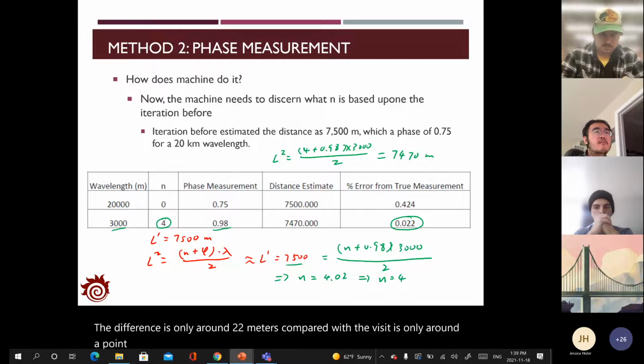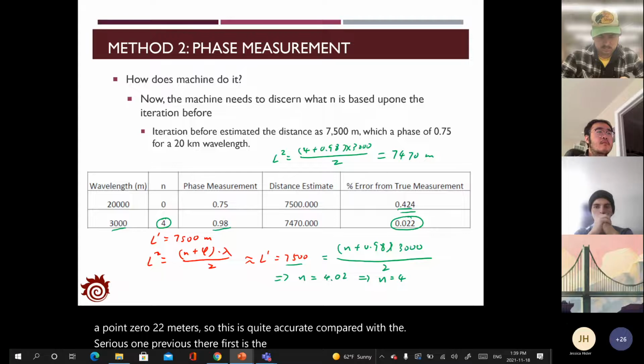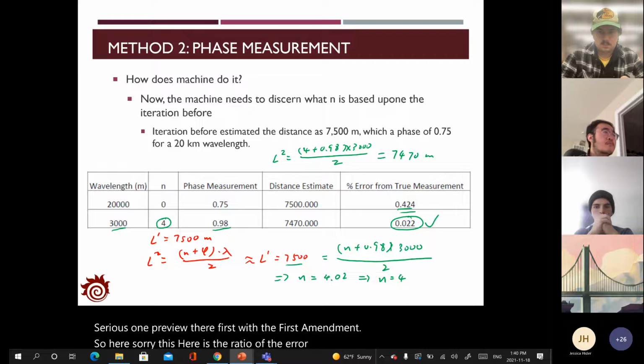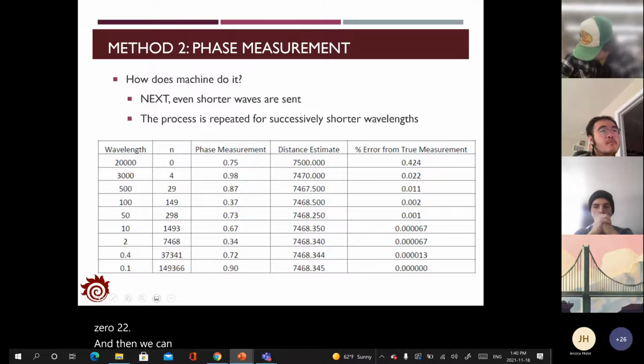So this is quite accurate compared with the previous one, with the first measurement. So here, sorry, here's the ratio of the error. The ratio is less than 0.022. And then we can do the other iterations.